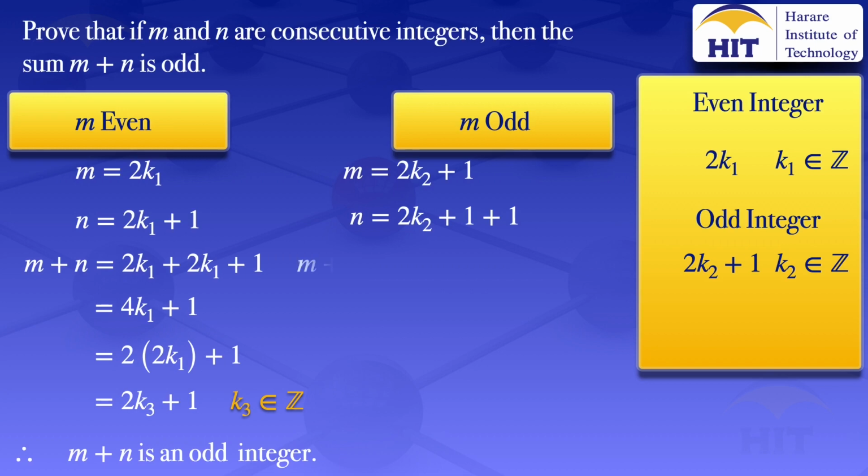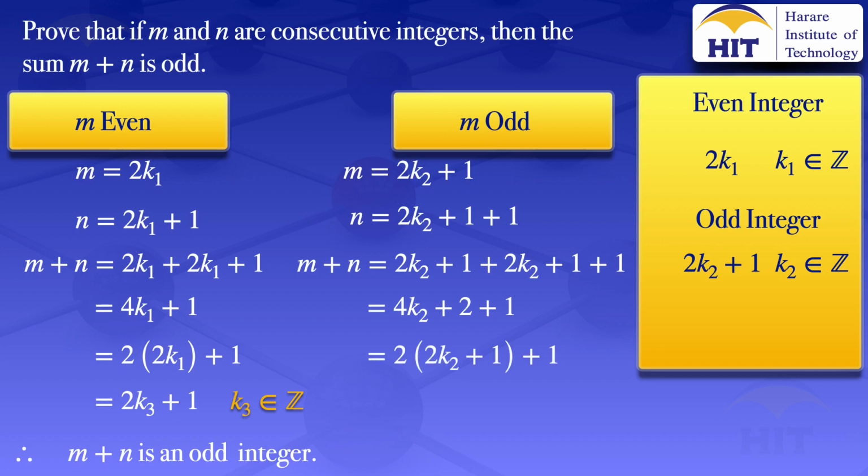And we get that m plus n is equal to 2k2 plus 1 plus 2k2 plus 1 plus 1. We can then simplify that to 4k2 plus 2 plus 1. Where we have that term, 4k2 plus 2, I can factor the 2 there, and we have 2 times 2k2 plus 1, plus 1.